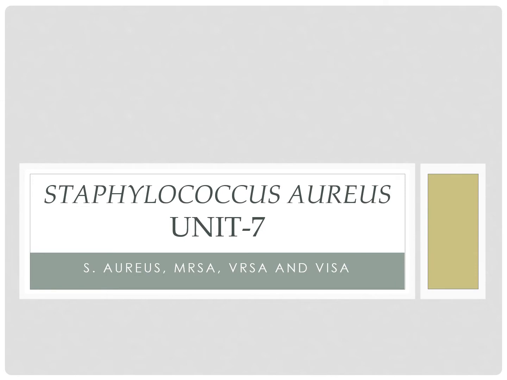Today we're going to talk about Unit 7, where we're going to talk about Staphylococcus aureus because it is probably the most problematic organism in the Staphylococcus group. And we're going to talk about some resistant strains, including MRSA, methicillin-resistant Staph aureus, VRSA, vanco-resistant Staph aureus, and finally VISA, vanco-intermediate Staph aureus. So let's get started.